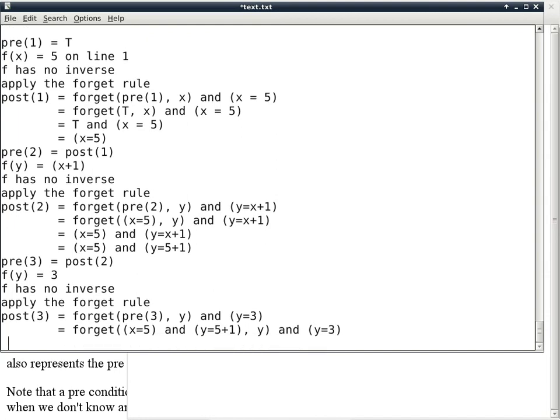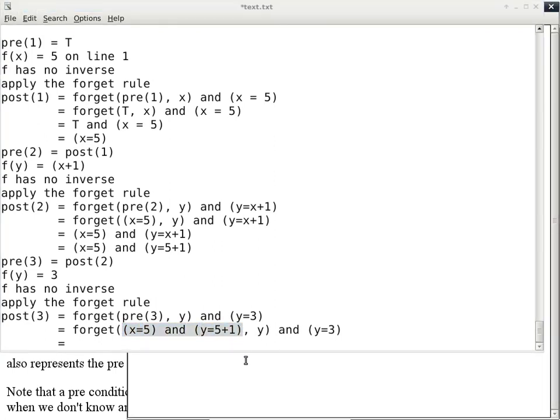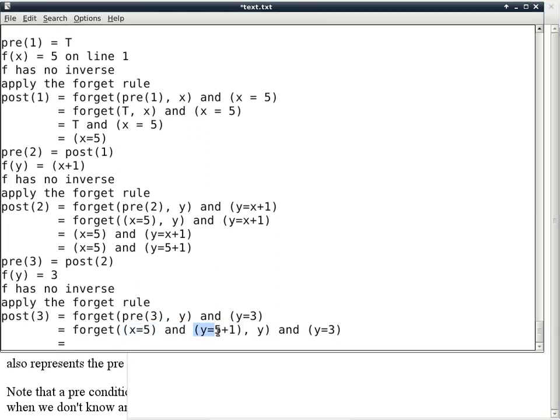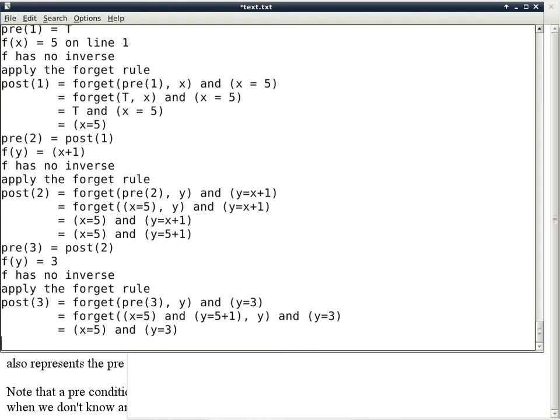In other words, the second step is really just substituting pre 3 with the actual pre 3, and then we will go ahead and apply the forget operation here. Look through this entire thing, which is our precondition of line 3. Is there any component here that mentions y? Yes. It's this component, right? So we have to get rid of it. So after we get rid of that component, we have x equals 5 and y equals 3, and that's our post 3 in this case.